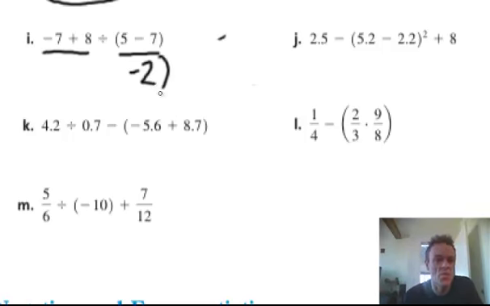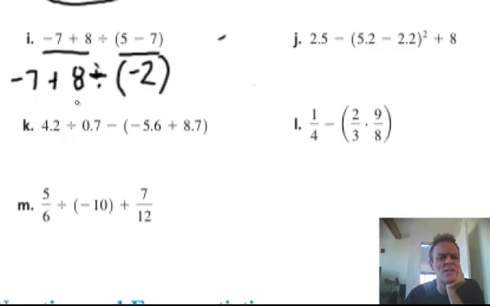So I got that. Now I'll write the rest of it. There's a division sign. There's an 8. There's a plus. There's a negative 7. Well, the next thing I'm going to do is this division. So 8 divided by negative 2. What's 8 divided by negative 2? Well, 8 divided by 2 is 4. But again, one negative, it's negative 4. So I have 8 divided by negative 2 is negative 4.